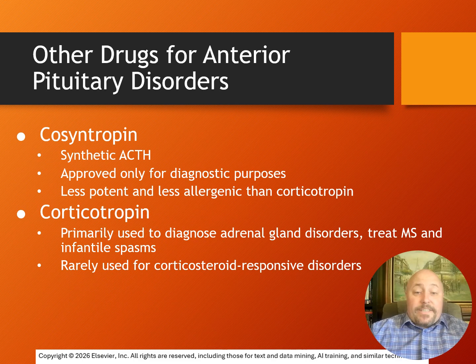Other drugs for anterior pituitary disorders would be cosyntropin. This is a synthetic ACTH and approved only for diagnostic purposes. It's less potent and less allergenic than corticotropin. Corticotropin is primarily used to diagnose adrenal gland disorders, treat multiple sclerosis, and infantile spasms. It's rarely used for corticosteroid responsive disorders.